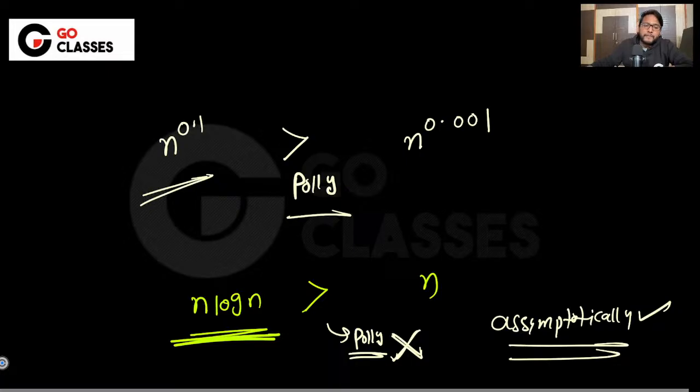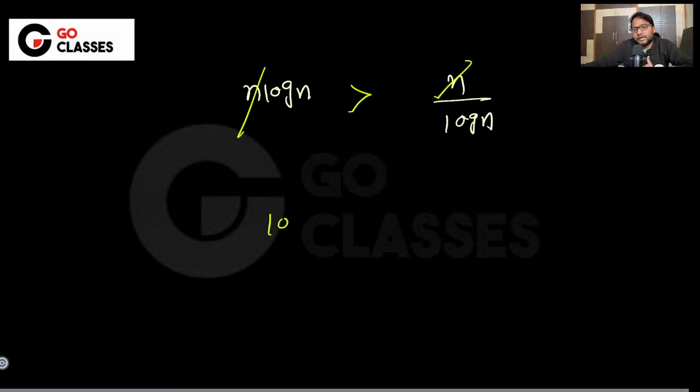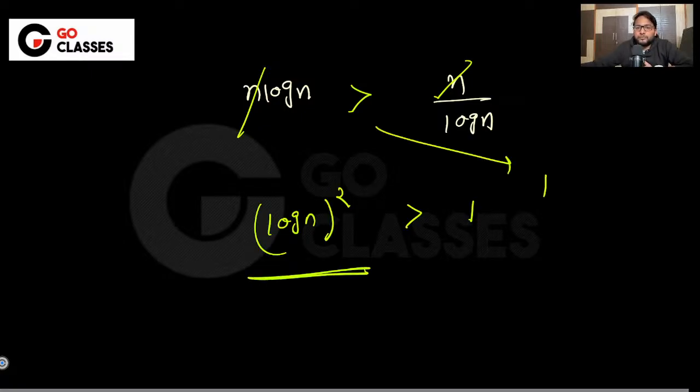Now tell me, maybe any other thing. Maybe you tell me this: n log n and n power log n. Tell me, is this polynomially greater? See, if you cancel out this, then this is log n square greater than 1, which is not polynomially greater. So polynomially, no.